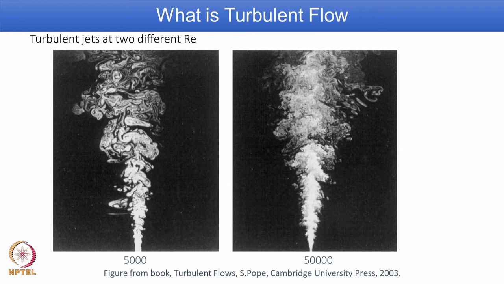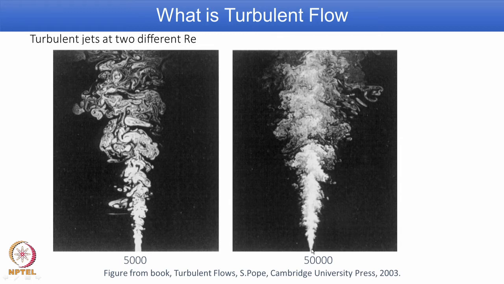Here you have an illustration to understand, though it is turbulent, how it behaves for two different Reynolds numbers. There are two pictures shown. These are turbulent jets at two different Re. On the left, Reynolds number is 5000, on the right Reynolds number is 50,000. The difference between them is one order of magnitude. The jet is issued from the bottom as I am showing here, the same situation on the other side.